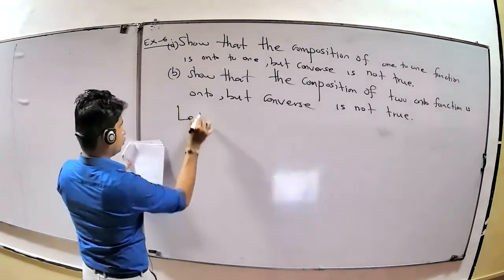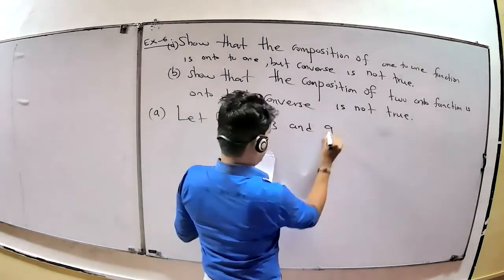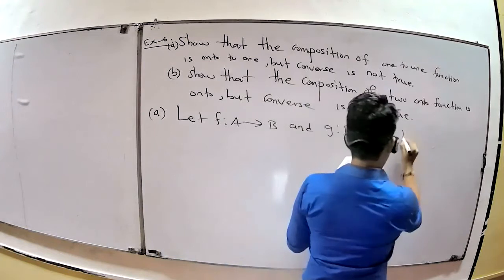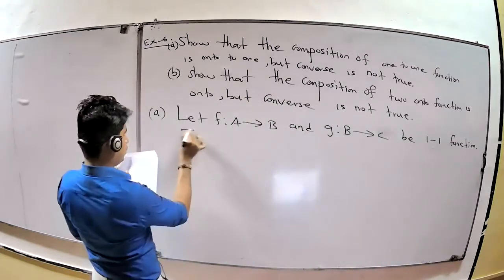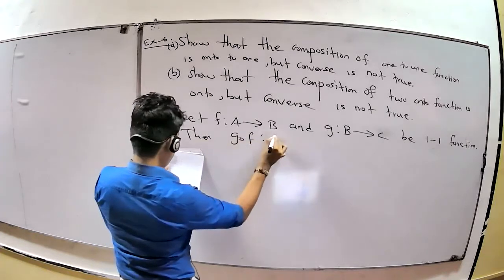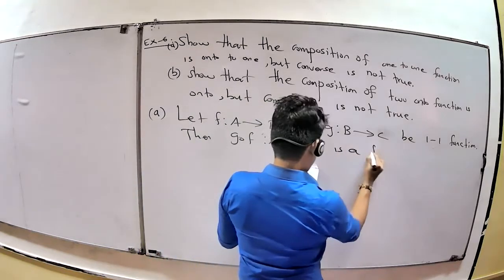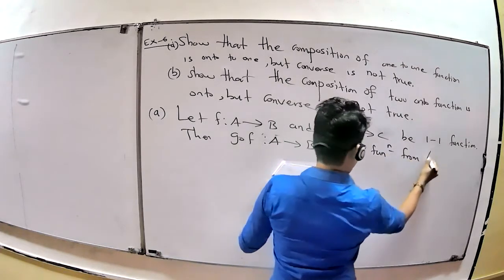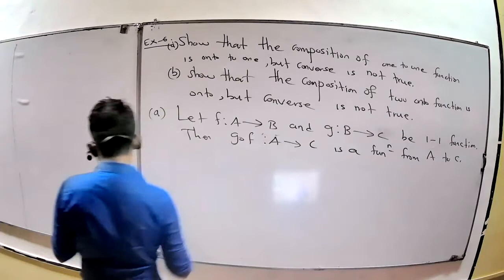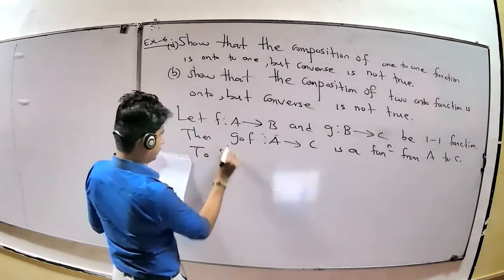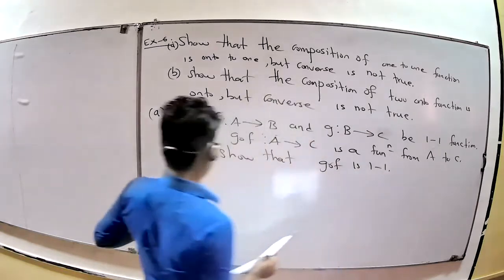Okay, let f be a function from A to B, and g be a function from B to C, both one-to-one functions. Then g composition f is a function from A to C. Now you want to show that g composition f is one-to-one, because f is one-to-one and g is one-to-one.